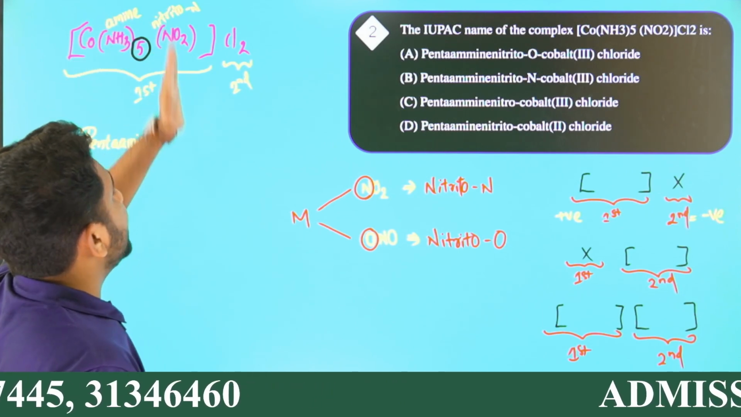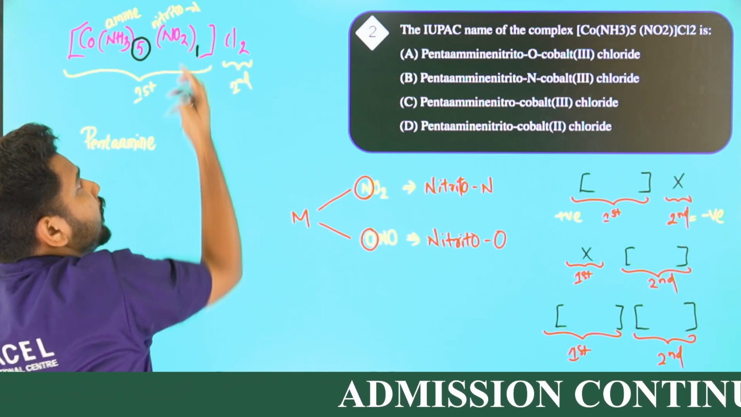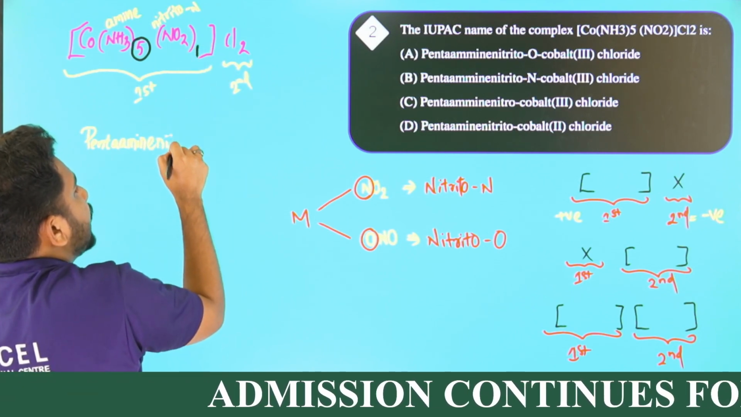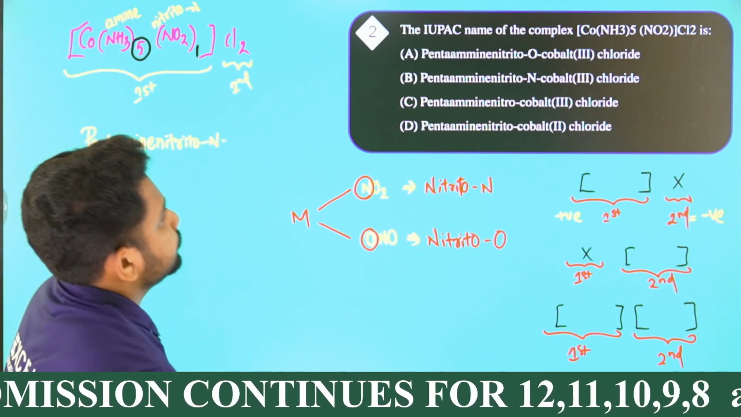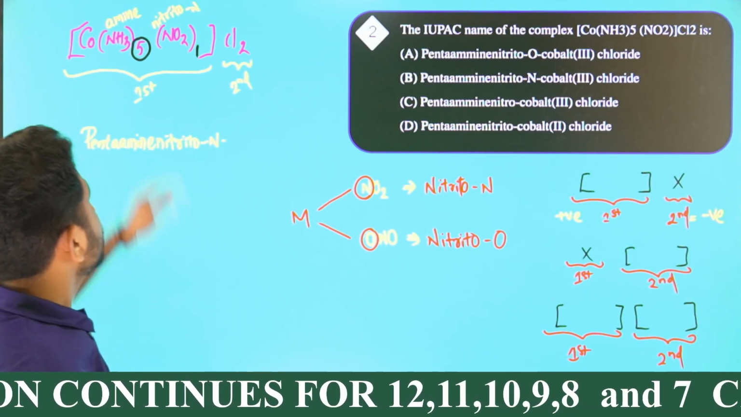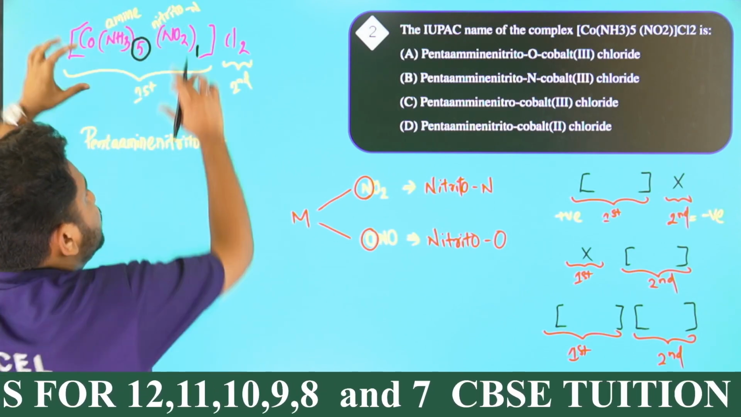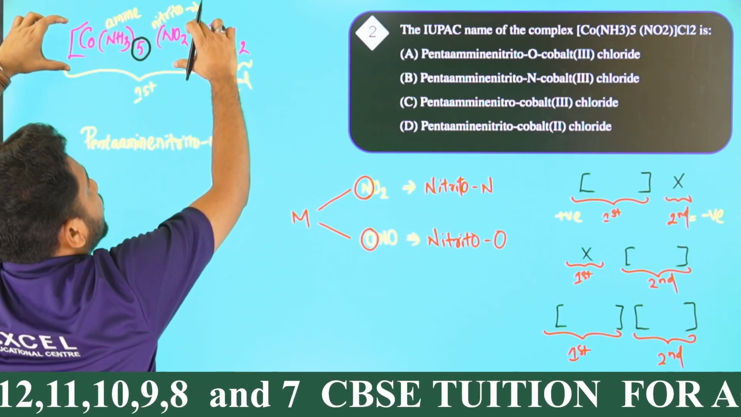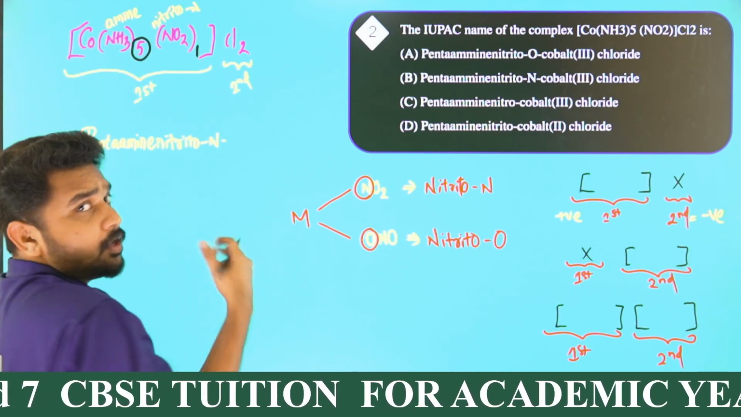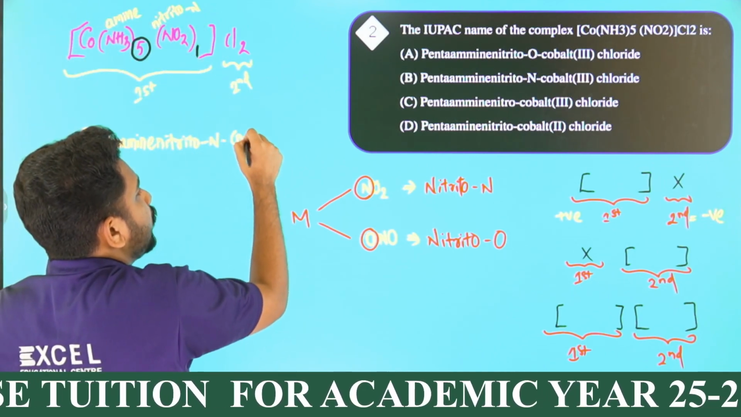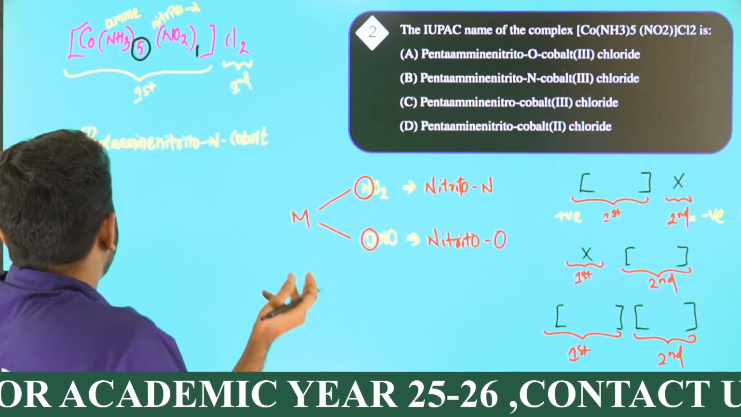And what is the next ligand? NO2. What is the name of NO2? Nitrito-N. Only one NO2 is there, so you can directly write nitrito-N. So we wrote the names of both the ligands. And what is remaining in your first part? Your first part is the coordination sphere. We wrote the names of the ligands. What is remaining? The central metal. What is the central metal here? Cobalt. So you can write cobalt. That's it. Finished. So the nomenclature is finished.